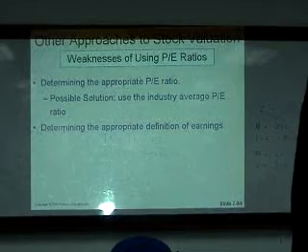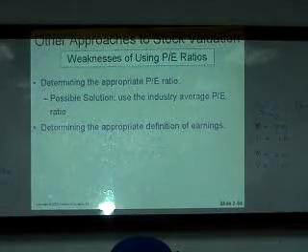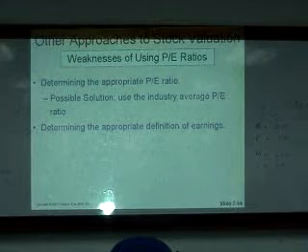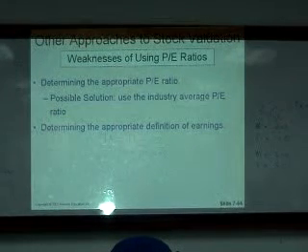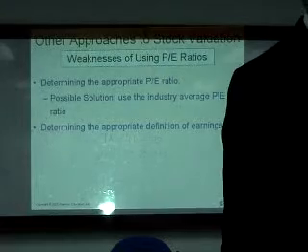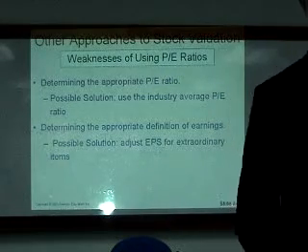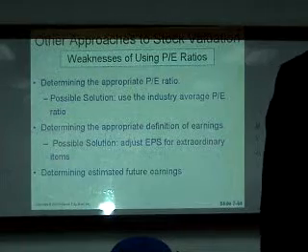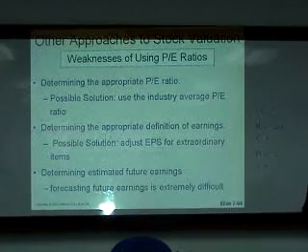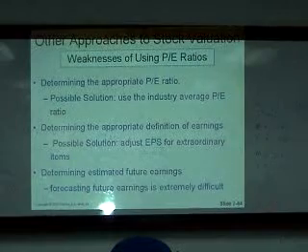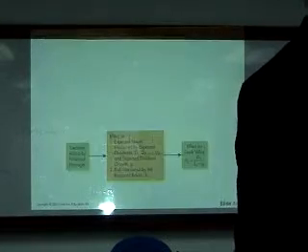Another weakness is determining the appropriate definition of earnings, your definition of earning per share. Possible solution: adjust EPS for extraordinary items. And the third one, determining estimated future earnings. Forecasting future earnings is extremely difficult. So these are some of the weaknesses of using PE ratios.